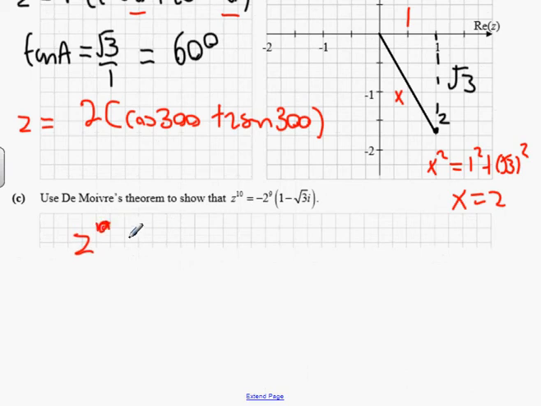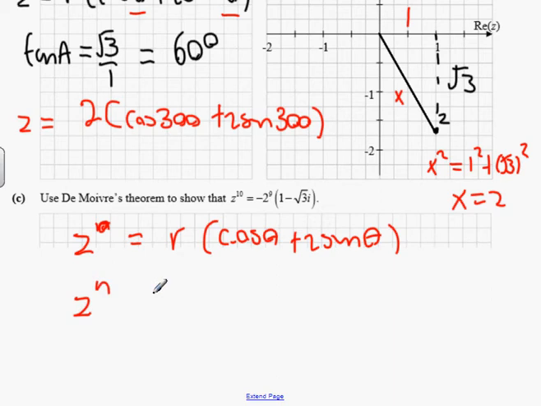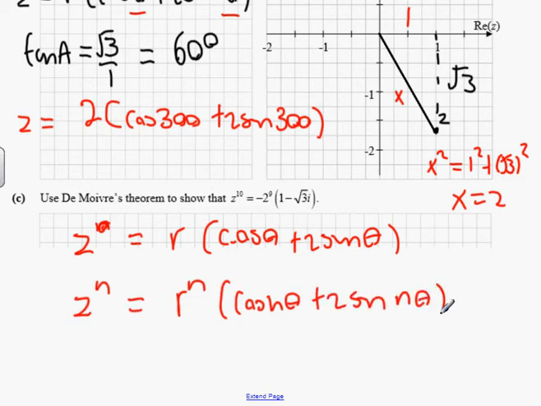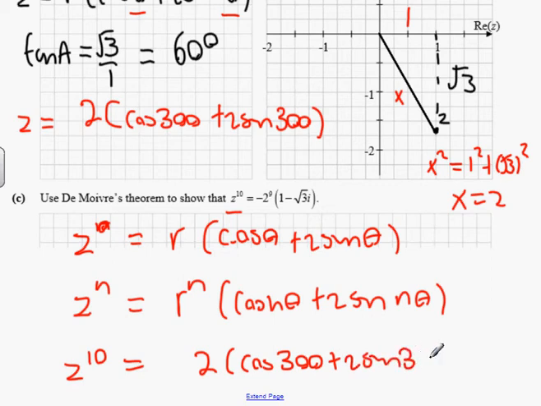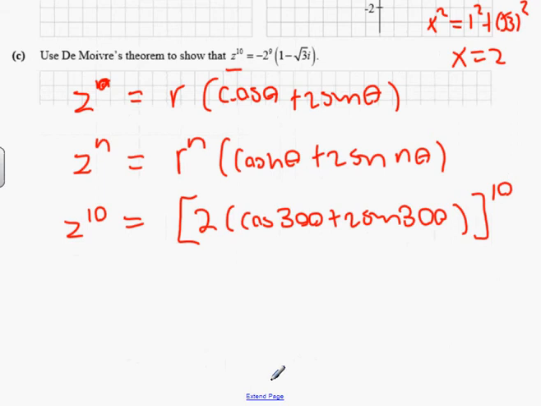Okay, if Z equals r cos theta plus i sine theta, and then if we do Z to the power of n, Z to the power of n is r to the n, cos n theta plus i sine n theta. Question says we want Z10. Z10 is equal to the Z we just got, except this time it's going to be to the power of 10. It doesn't say solve, so I'm not using the rotations. There are no rotations to be used because it doesn't say solve, or find all the roots.